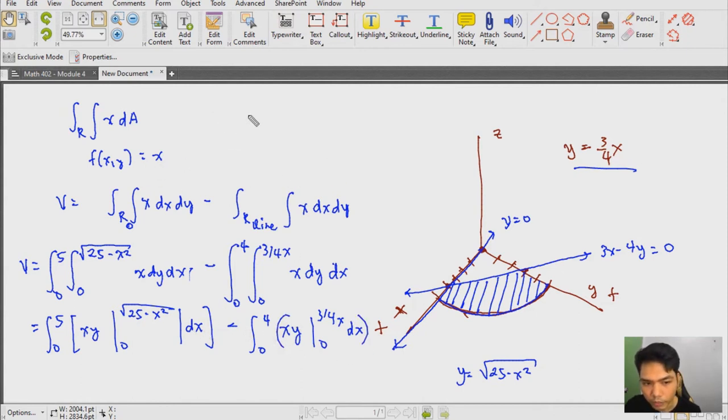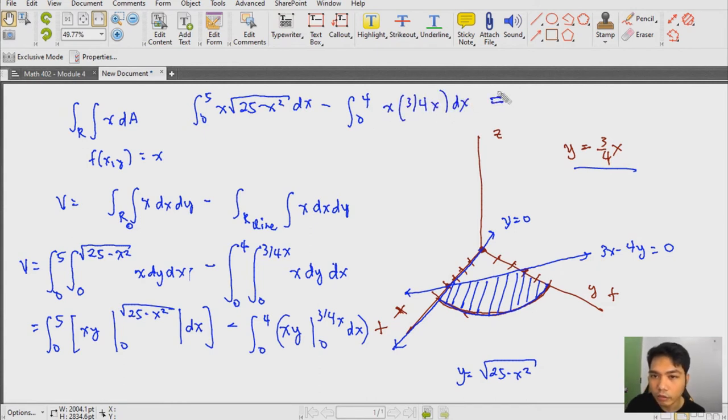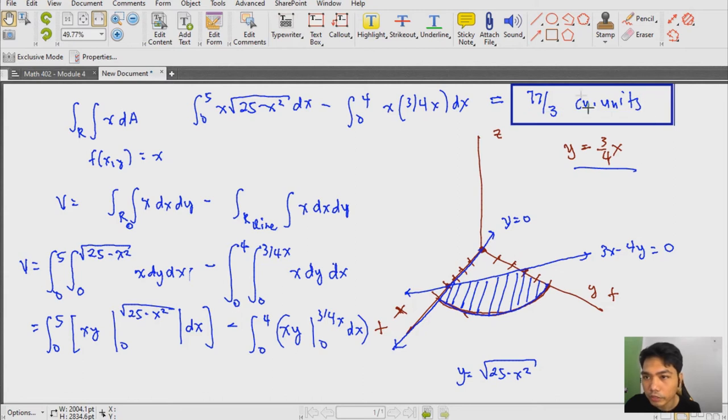So therefore, for the first part, that's x square root of 25 minus x squared, from 0 to 5, dx, minus 0 to 4, that is x times 3/4 x dx. For this portion, I will allow you to use a calculator. So from that, you will get the answer equal to 77 over 3 cubic units. Okay? So from this expression, that will be our answer. Hopefully you understood finding the limits, especially for dy, because that is what complicates our solution here.